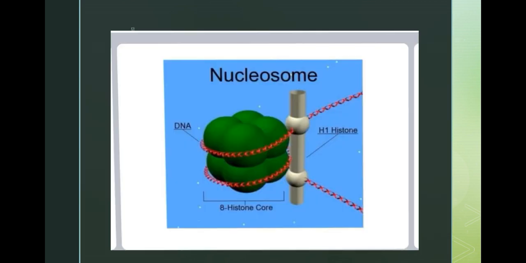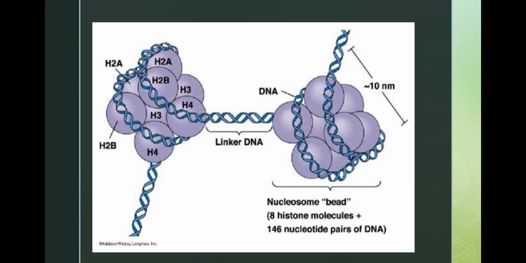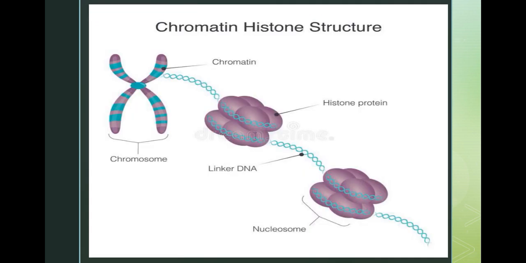Now we can see the structure of a nucleosome. DNA is wrapped around the histone core. H1 histone is also there. So H2A, H2B, H2A, H2B structure and linker DNA is there. Then nucleosome bead, 8 histone molecules plus 146 nucleotide pairs of DNA. Next is the chromatin histone structure. The chromatin is there, chromosome is there, linker DNA is there, histone proteins are there, and the nucleosome can be seen in the picture.